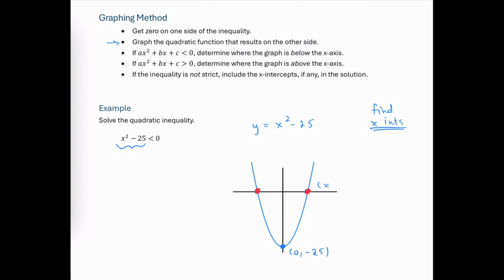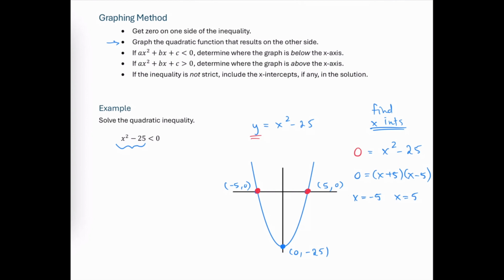Remember, an x-intercept is going to have a y-coordinate of 0, so we plug in 0 for y and solve for x. This is a quadratic that factors into x plus 5 times x minus 5, and when we set each factor equal to 0, we get x is equal to negative 5 and x is equal to positive 5. So the x-coordinates of these x-intercepts are negative 5 and positive 5.